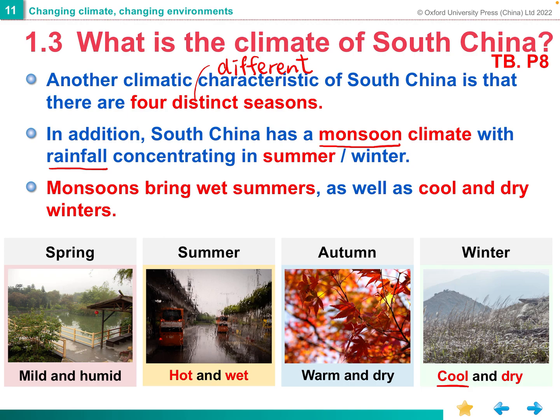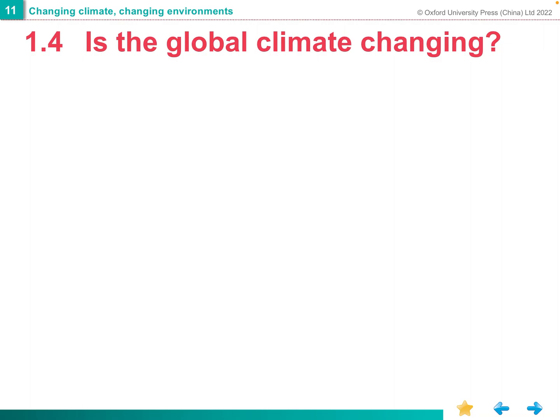So the next part we're going to learn is about the global climate. How is the change of global climate, which is a very important part of our study in this chapter. So we're going to learn about the global change. This topic is called changing climate. Let's go back to the whole world. Is the climate of the whole world changing differently than before?